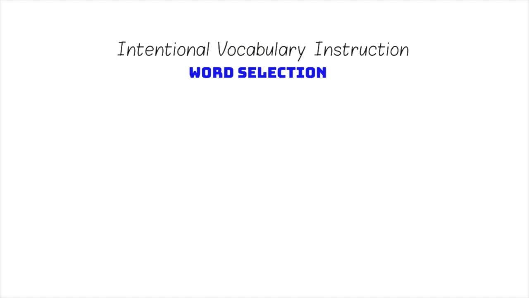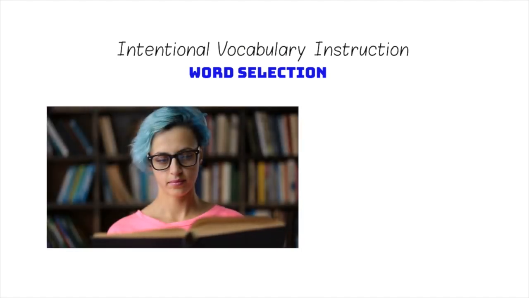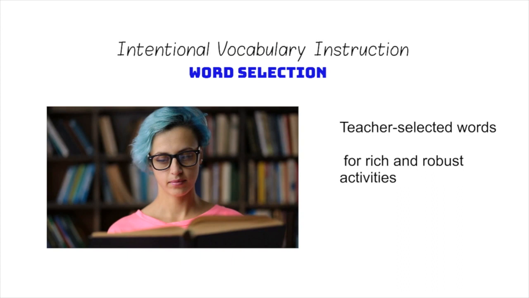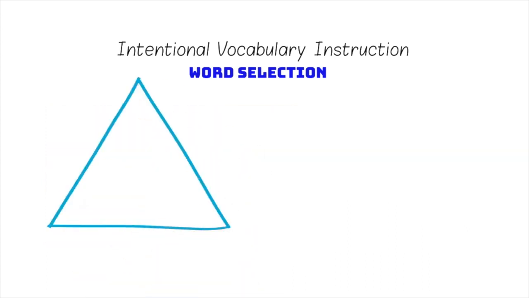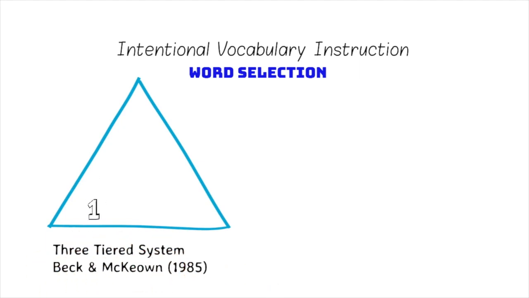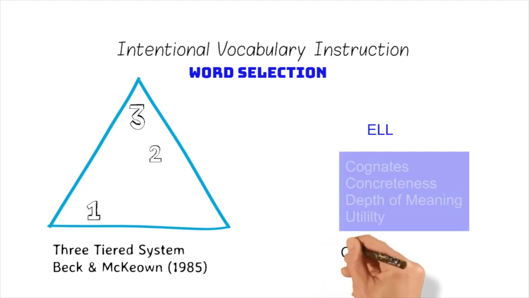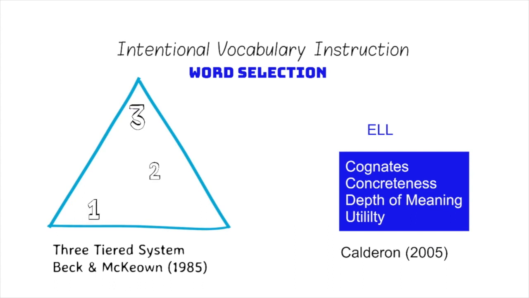Word selection. As a teacher, you will select specific vocabulary words to teach your students, and you will develop rich and robust activities so that they will know these words at all 4 levels in their print and oral language reception and production. You may apply Beck and McCowan's 3-tier system for selecting these words for your intentional vocabulary instruction for English-only students. Selection of words for ELL students depends on the criteria created by Calderon. This takes into consideration cognates, concreteness, depth of meaning, and utility.